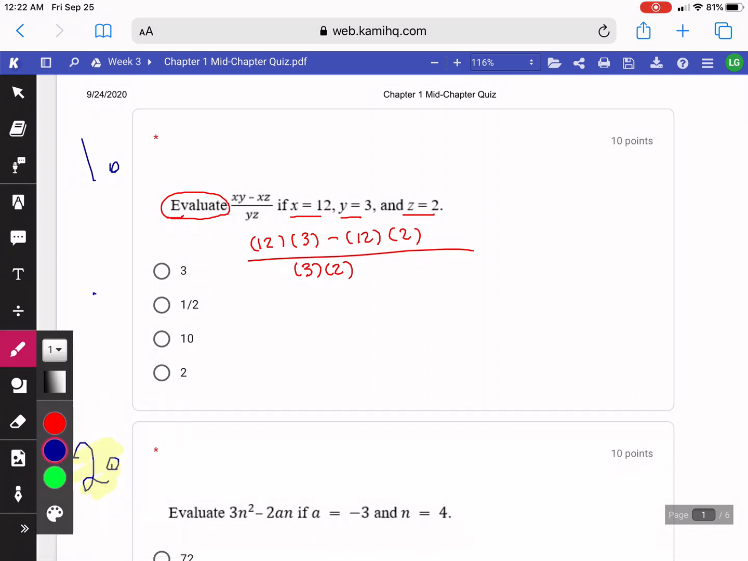So I would do 12 times 3, which is 36. Then minus 12 times 2 is 24. And on the denominator, 3 times 2 is 6. So on the top, I get 12 over 6. If you divide, you get 2 as your answer.